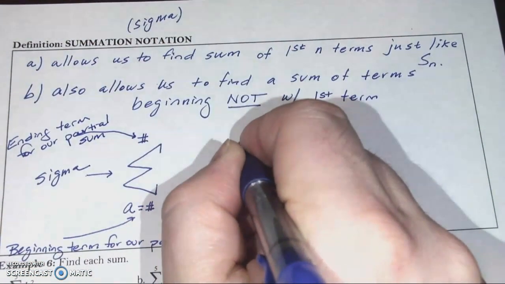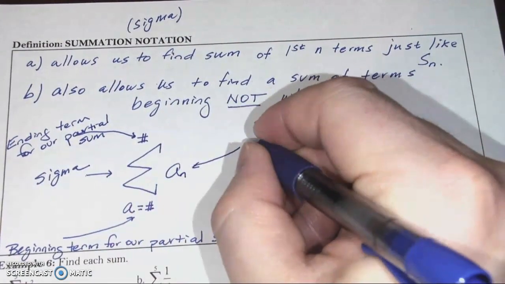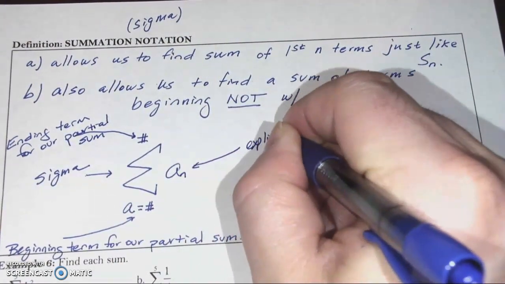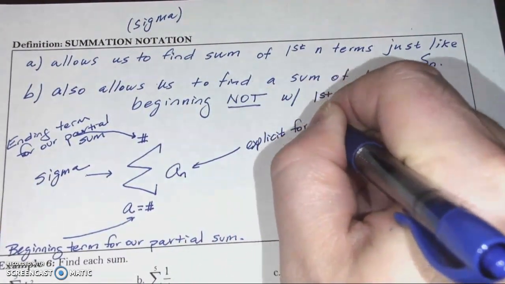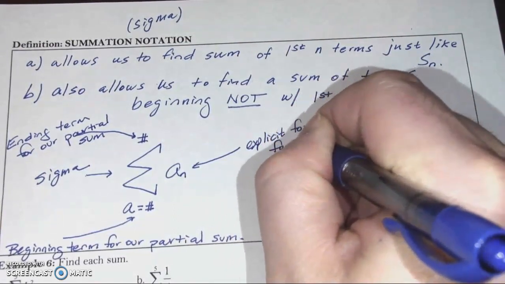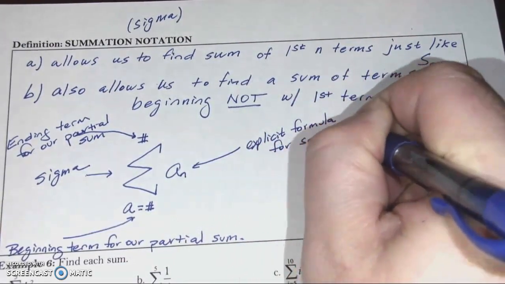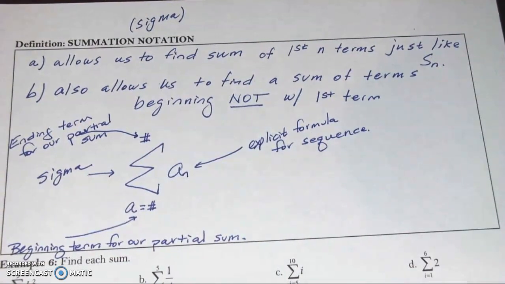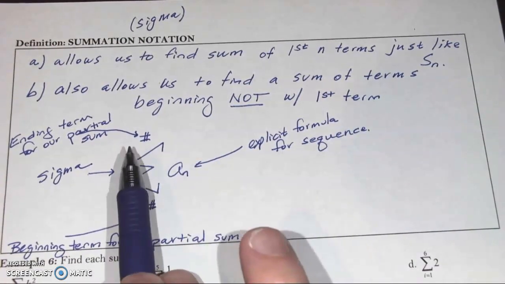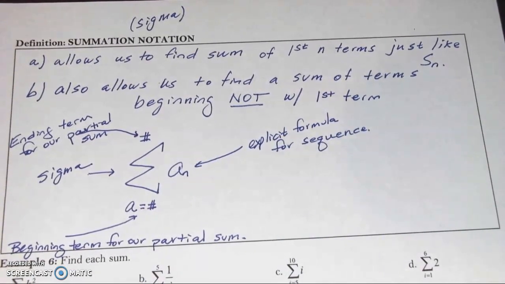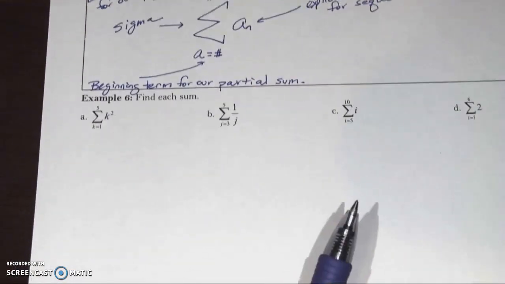And then this here is going to be the explicit formula for the sequence. It's not always going to be A, just like we talked about on a previous page. We can use really any variable. Okay? And then basically knowing the different parts to this notation will allow you to kind of put into words what we're asking you to do. So let's put that into words.